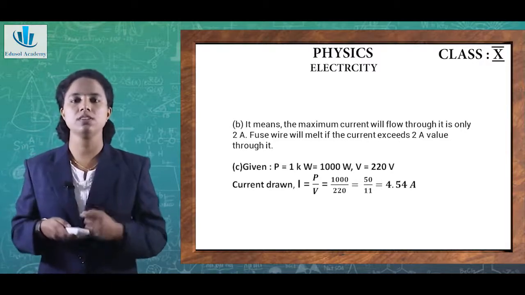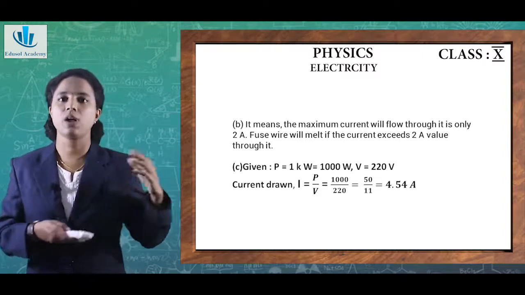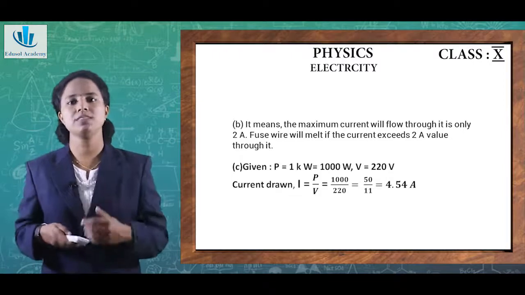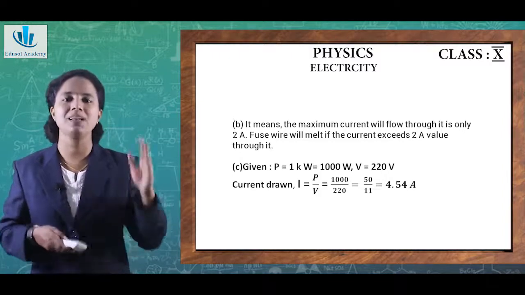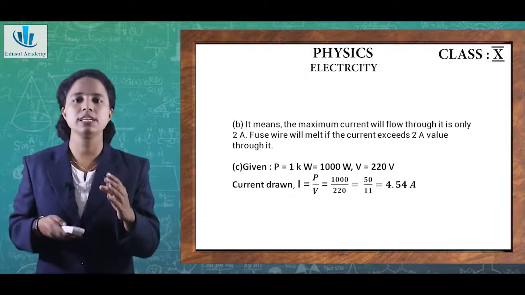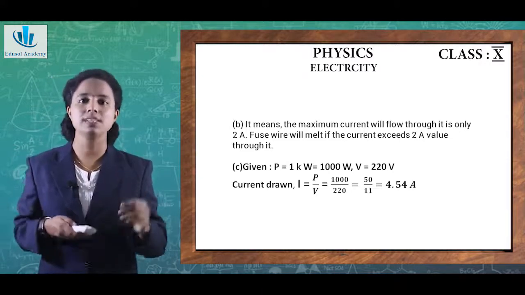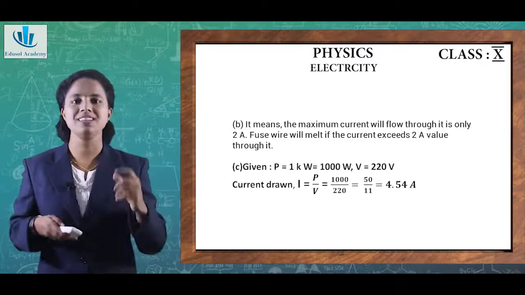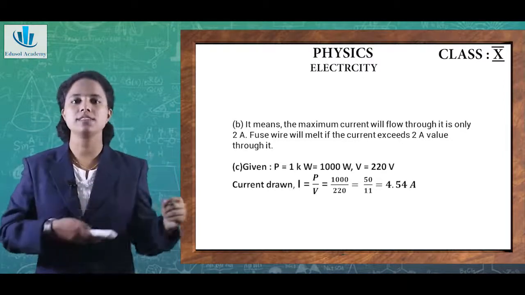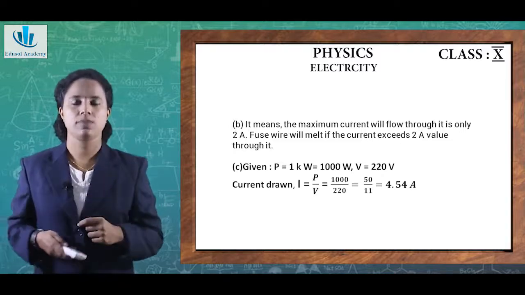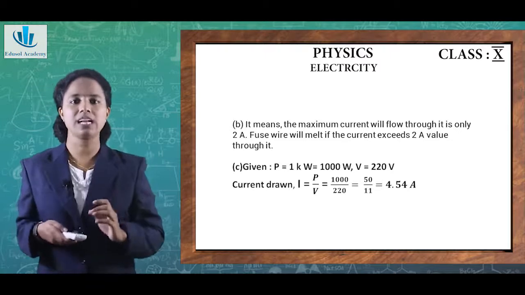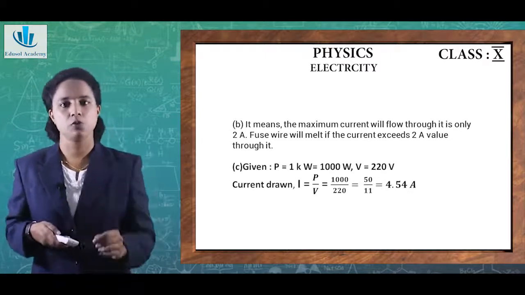So in the C section, the question is, an electric iron of 1 kilowatt is operated at 220 volt. Find which of the fuses, rated at 1 ampere, 3 ampere and 5 ampere respectively, can be used in it. So we are already given power equals 1 kilowatt, that is equal to 1000 watt, isn't it? And also the voltage is given as 220 volt. So the power is 1 kilowatt and the voltage is 220 volt.